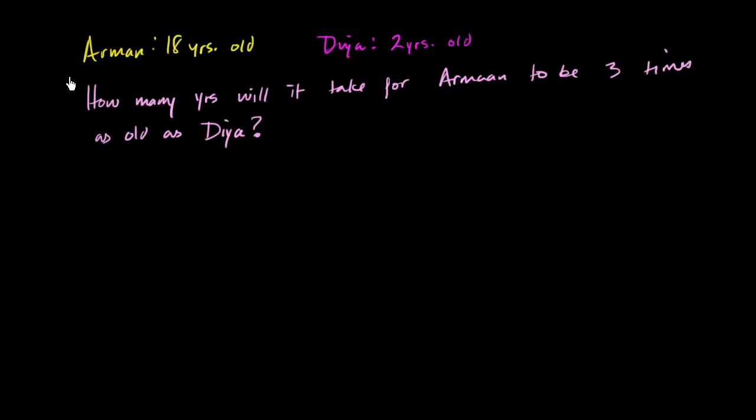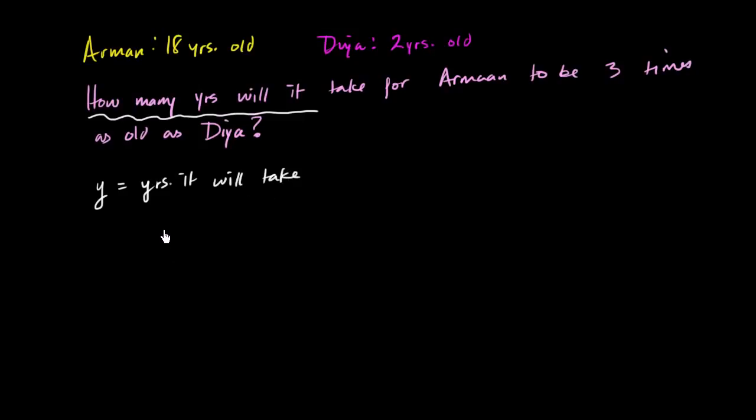So let's think about this a little bit. We're asking how many years will it take? That's what we don't know. That's what we're curious about. How many years will it take for Armand to be 3 times as old as Dia? So let's set some variable. Let's say y for years. Let's say y is equal to years it will take.